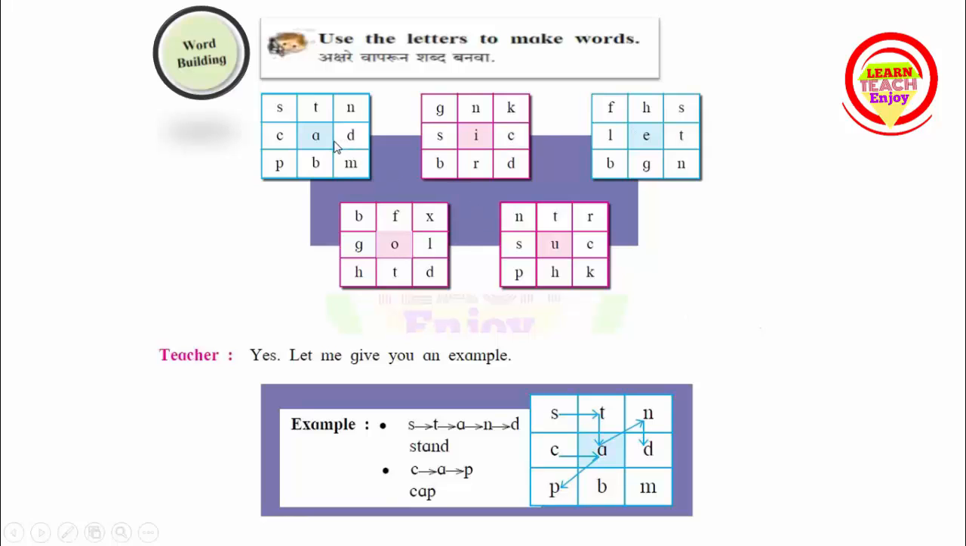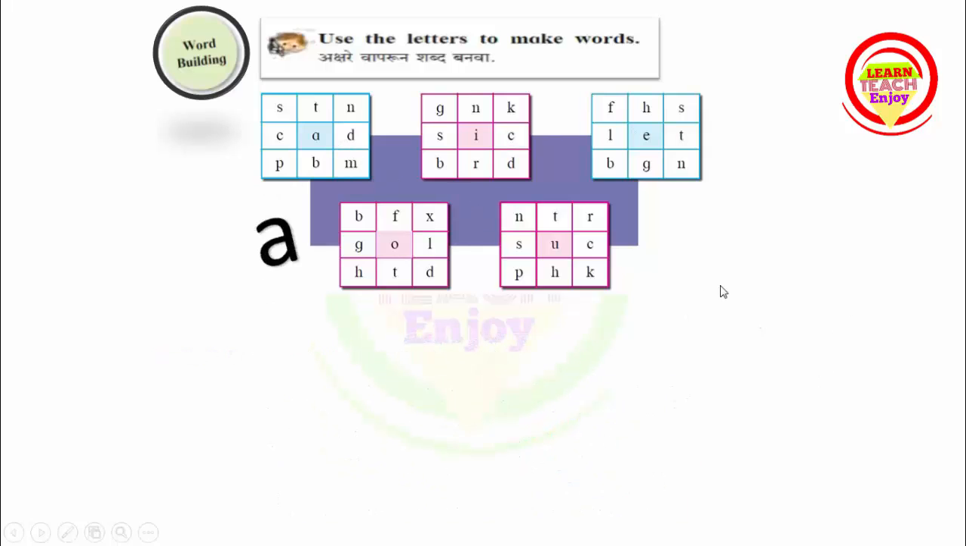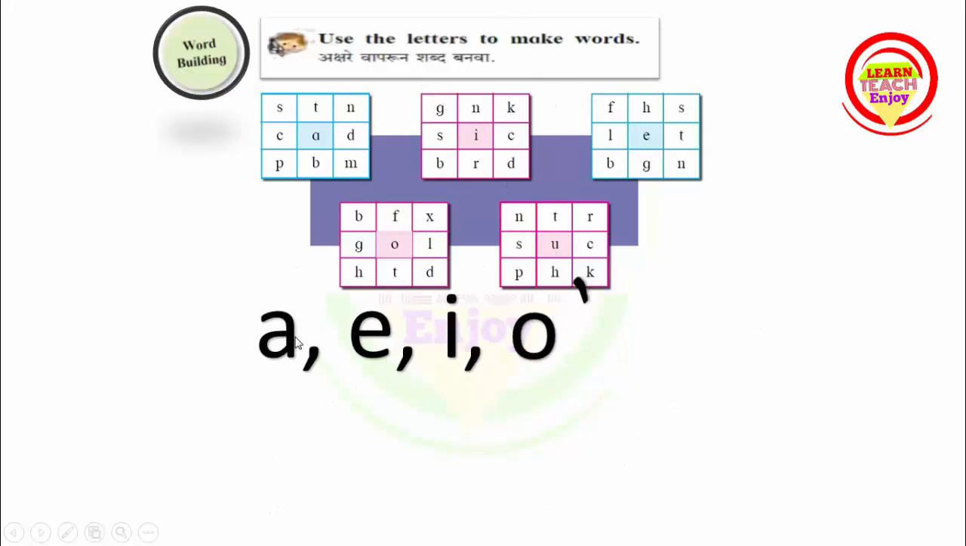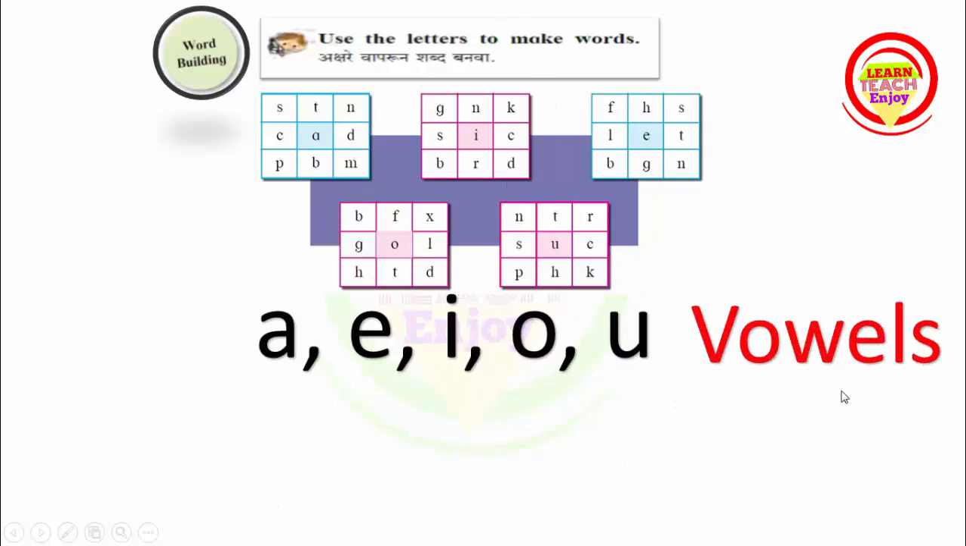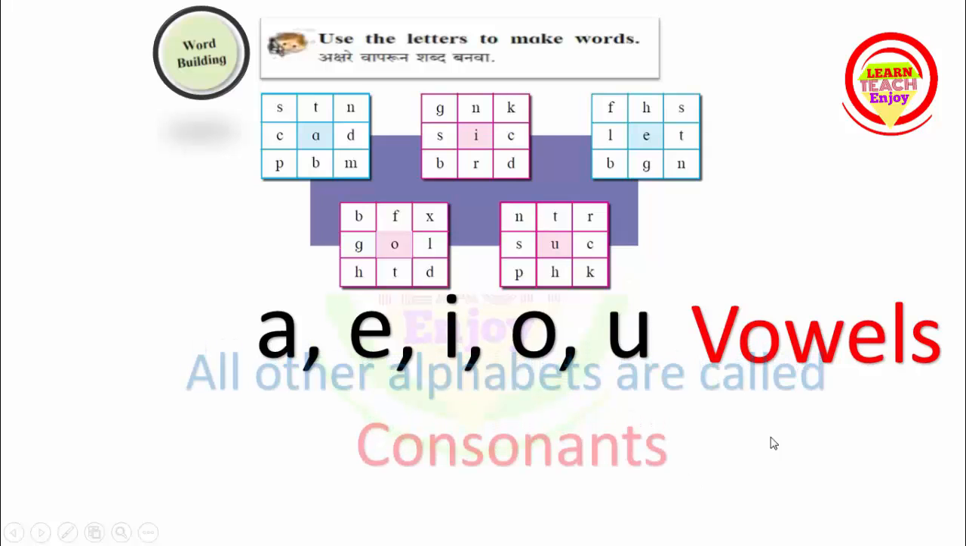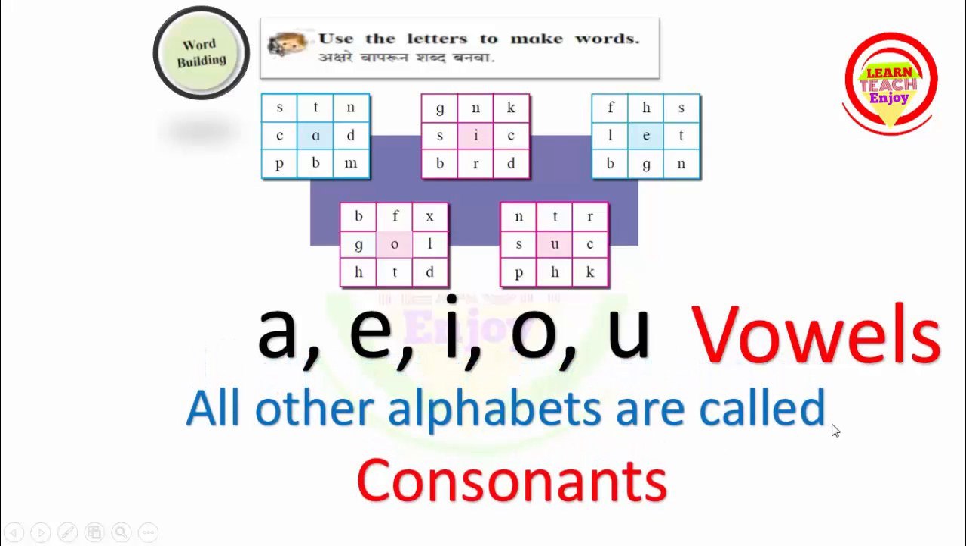Vowels means swar. So A, E, I, O, U are called vowels. And all other alphabets are called consonant. Consonant means vyanjan. If you notice, in every word these vowels come and then it becomes a meaningful word. Let's see one by one.